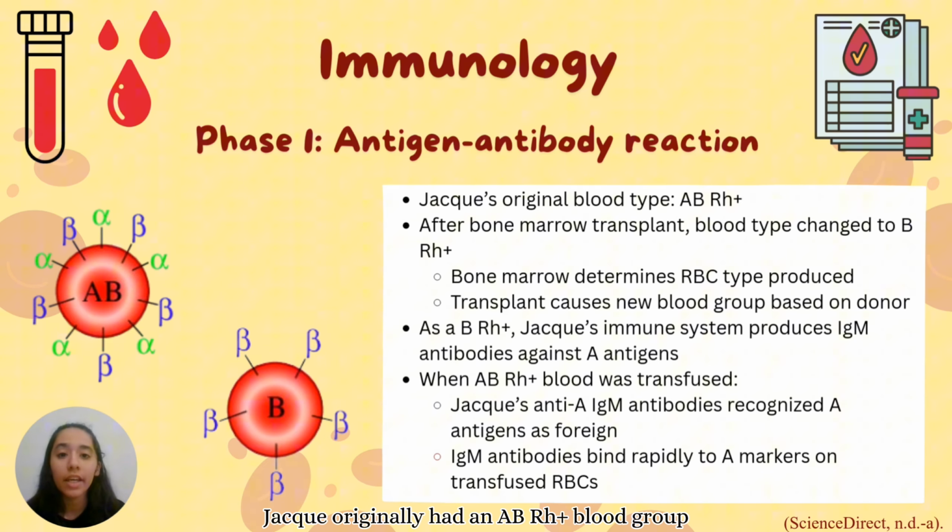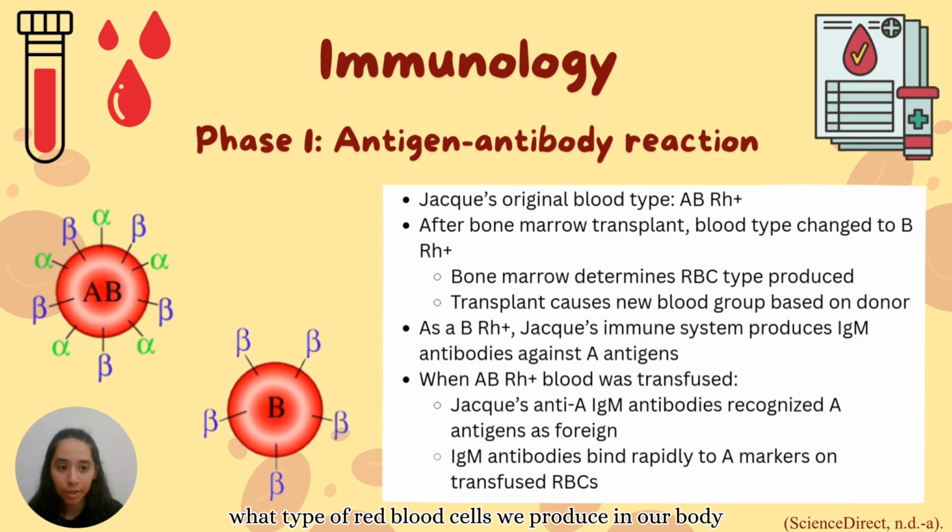Jack originally had an AB positive blood group, but after his bone marrow transplant, his blood type changed to B positive. This happens because the bone marrow controls what type of red blood cells we produce in our body. Therefore, after the transplant, his immune system now behaves like a B positive individual, meaning he can naturally produce IgM antibodies against the A antigens. When he was accidentally given AB positive blood, his immune system recognized the A antigens on the donor's red blood cells as a foreign antigen.